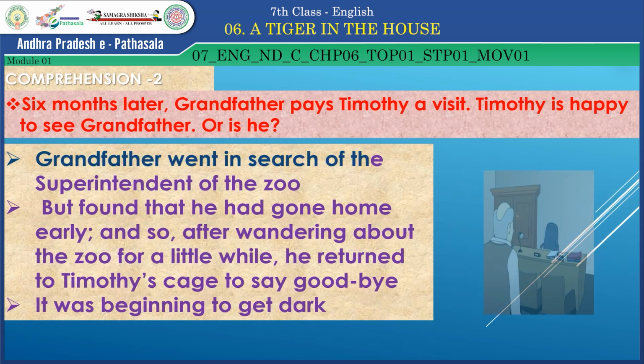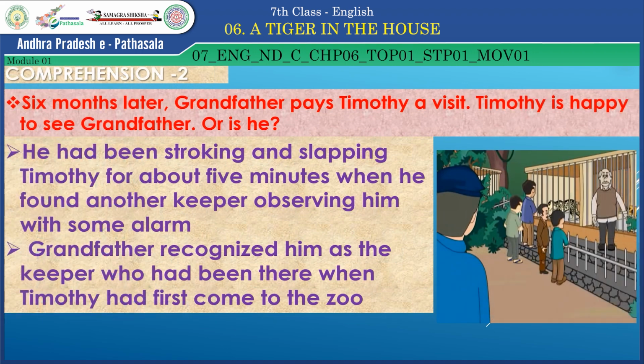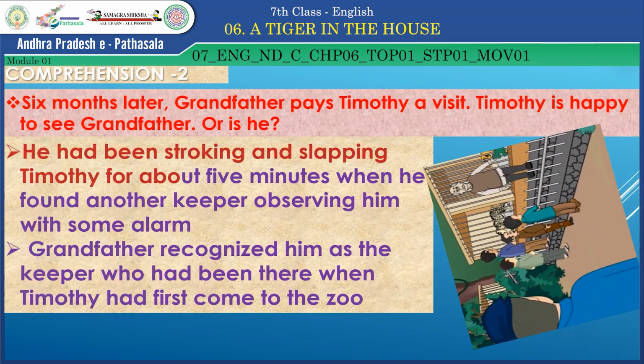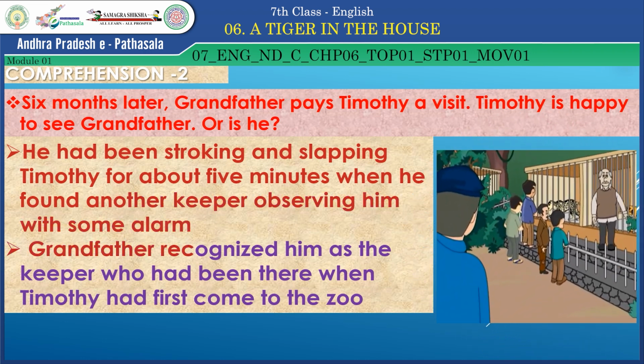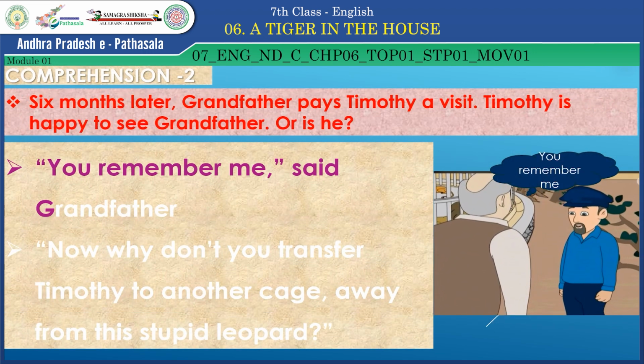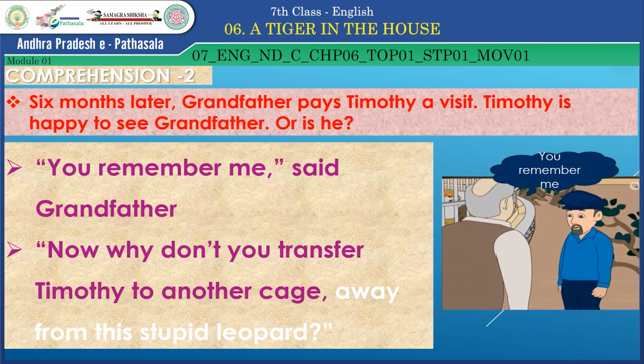Grandfather went in search of the superintendent of the zoo, but found that he had gone home early. And so, after wandering about the zoo for a little while, he returned to Timothy's cage to say goodbye. It was beginning to get dark. He had been stroking and slapping Timothy for about 5 minutes when he found another keeper observing him with some alarm. Grandfather recognized him as the keeper who had been there when Timothy had first come to the zoo. You remember me? said grandfather. Now, why don't you transfer Timothy to another cage away from this stupid leopard?